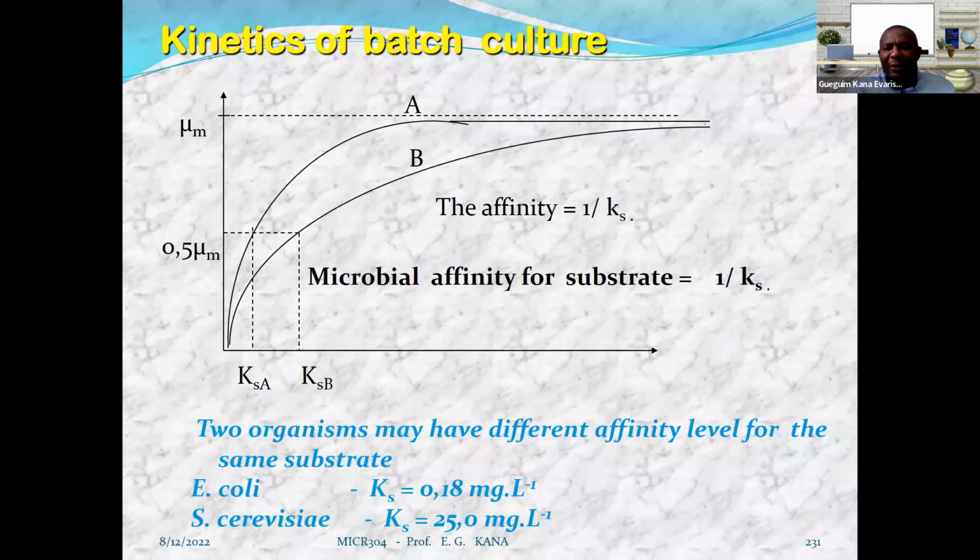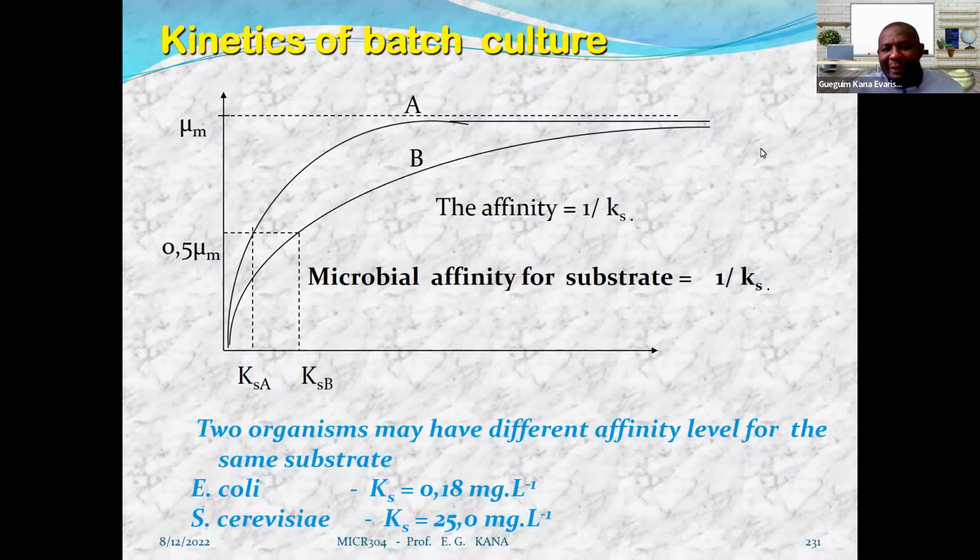Now, let me take an analogy that we can understand better. Remember that I said affinity can be looked at with the analogy of like and dislike. In this case, we're saying that E. coli likes glucose more than Saccharomyces cerevisiae likes glucose. That's basically the information we're deriving from this graph.